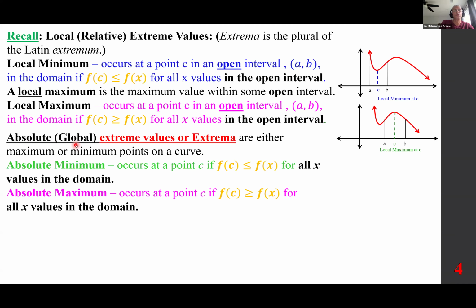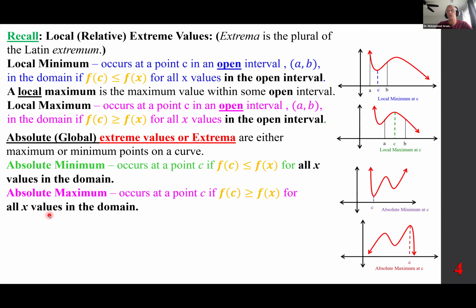Absolute, also known as global extreme value or extrema, are either maximum or minimum points on a curve. Absolute minimum occurs at the point c if f of c is less than or equal to f of x for all x values, not in some open interval, for all x values in the domain. Whereas absolute maximum occurs at the point c if f of c is larger than or equal to f of x for all x values in the domain.